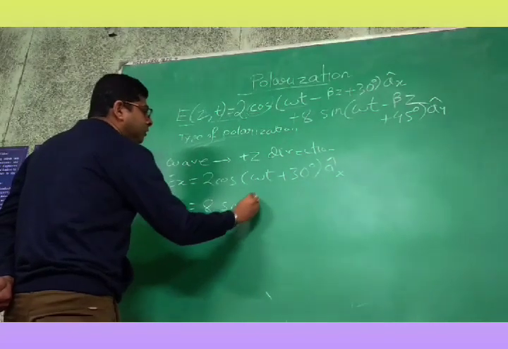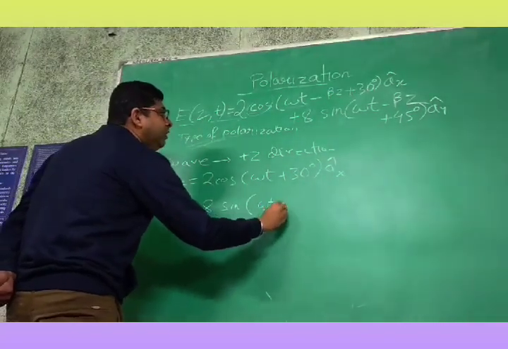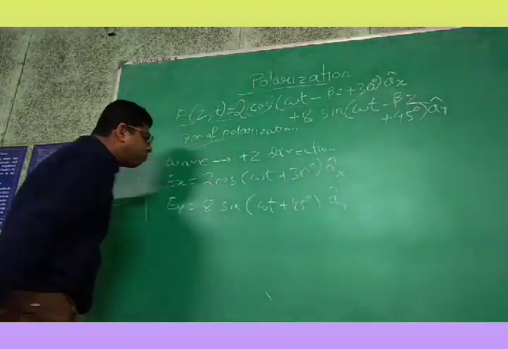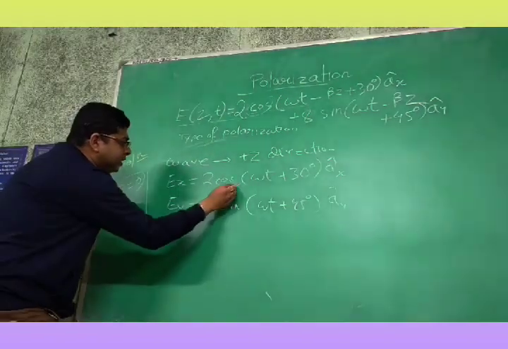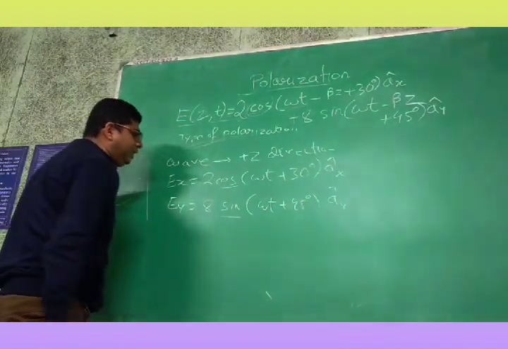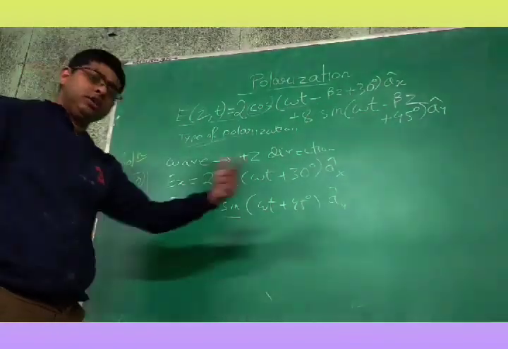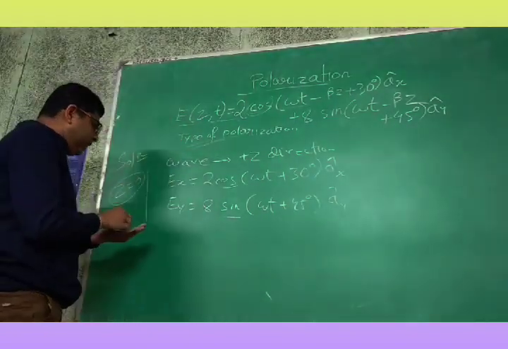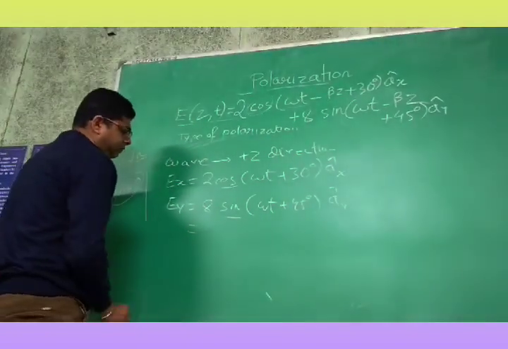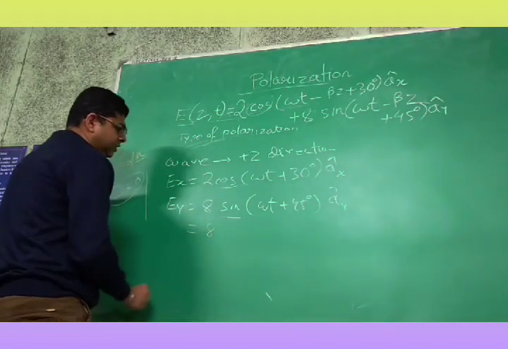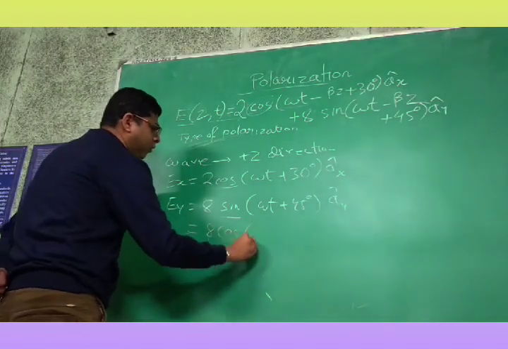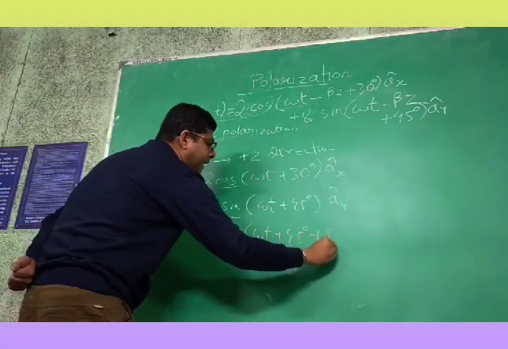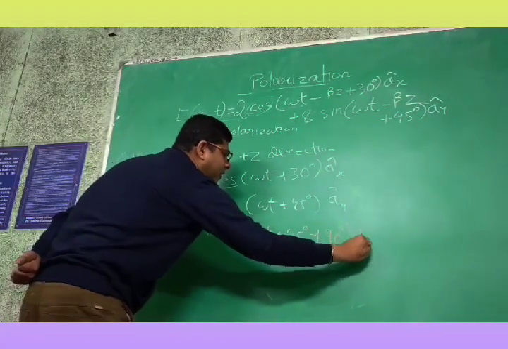And the y component will be similarly 8 sine omega t plus 45 ay. Notice the difference. There is a cos here, and a sine here. What you can do is change this sine to cos for the sake of solving. How can you do that? You can write 8 cos omega t plus 45 degree plus 90 degree ay.